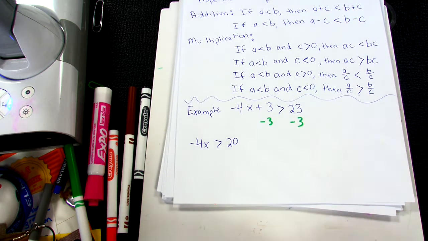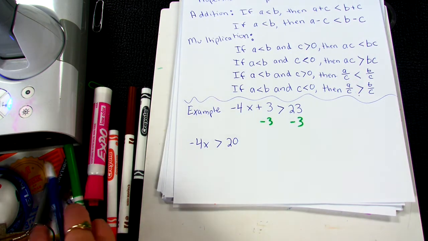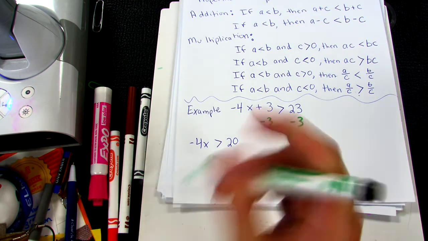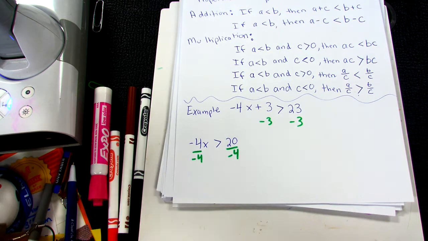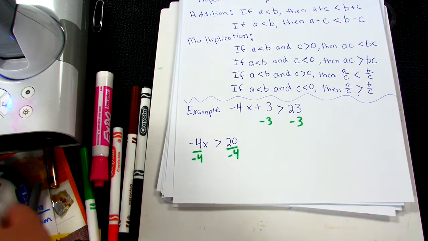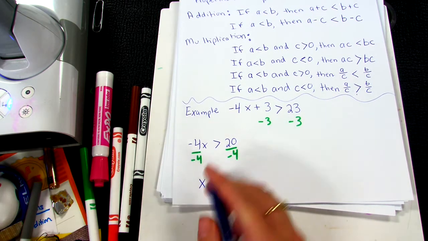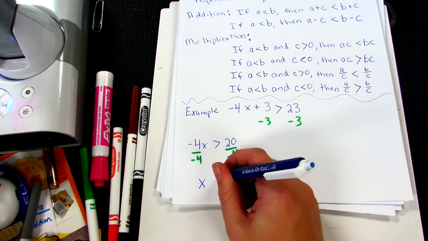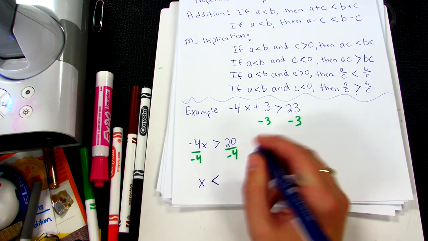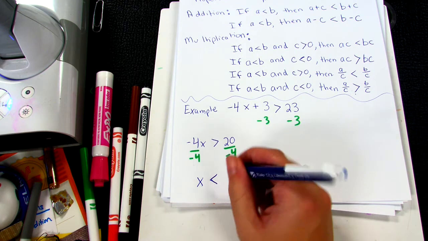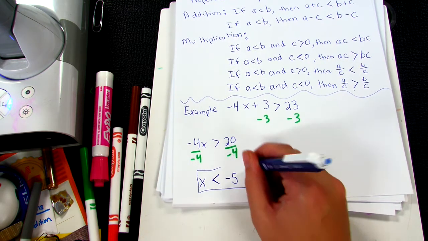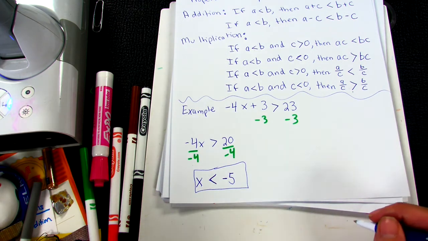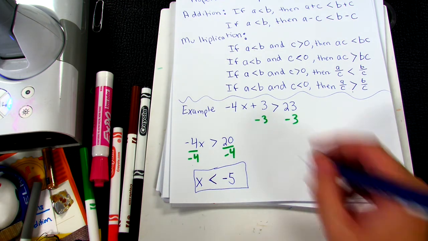All right. Now to get rid of that times negative 4, I'm going to divide by negative 4, which leaves me x. However, I divided by a negative, which means my sign is going to flip, and 20 divided by negative 4 becomes negative 5. So my answer is x is less than negative 5. Let's say we wanted to graph this.